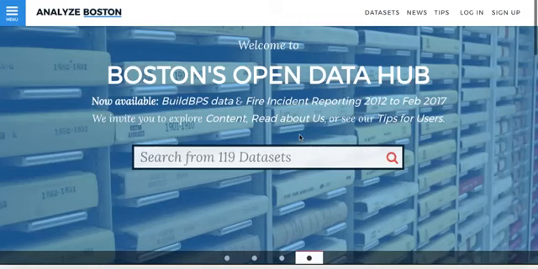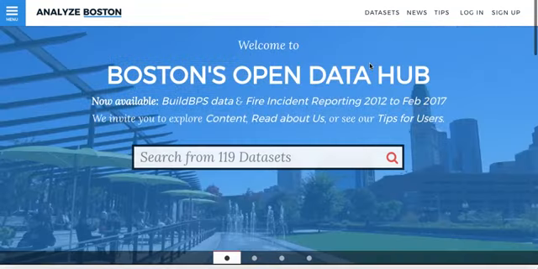So hi, I'm Michaela and I'm working on the Analyze Boston project for my 100 final project. As I mentioned last time, Boston's recently released a lot of data that they've opened up to the public to help the public analyze to hopefully find interesting trends and just stories in this data.